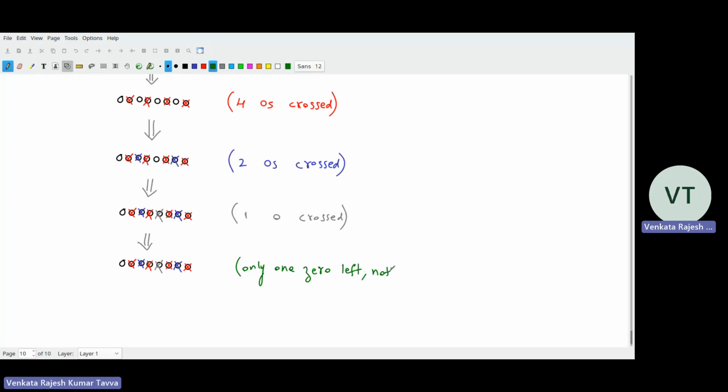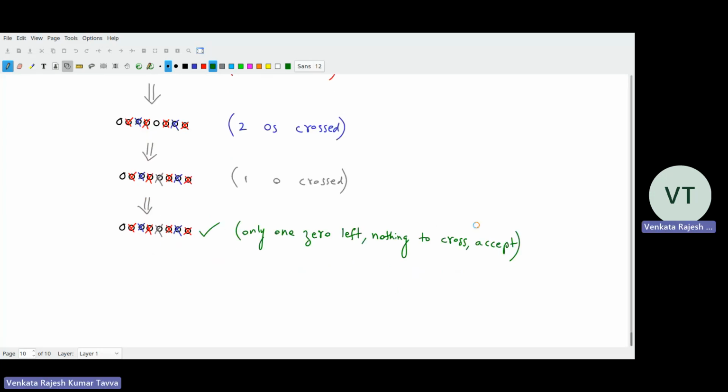It will reject it. But if you have 7 zeros, if you cross the alternate, you get 4. That's an even number. It should accept it because you will get 1 zero at last. Just a minute. Yeah, sorry. If you start with 7, if you cross the alternate zeros, you get 4 zeros remaining. Then 2, then 1. It should accept.